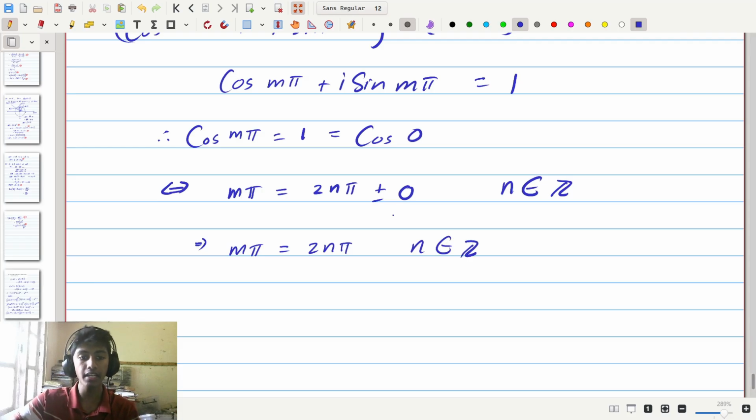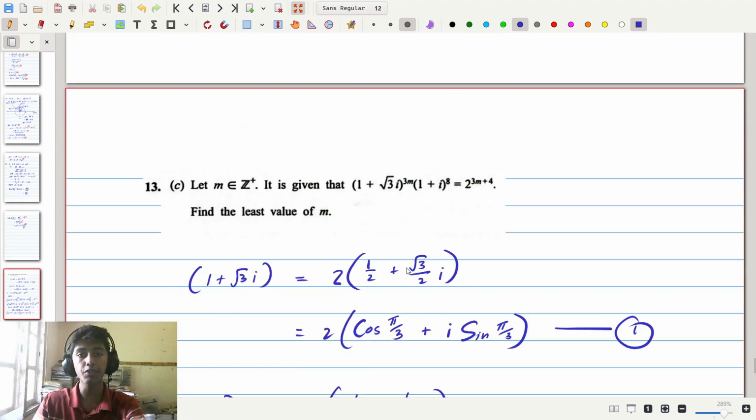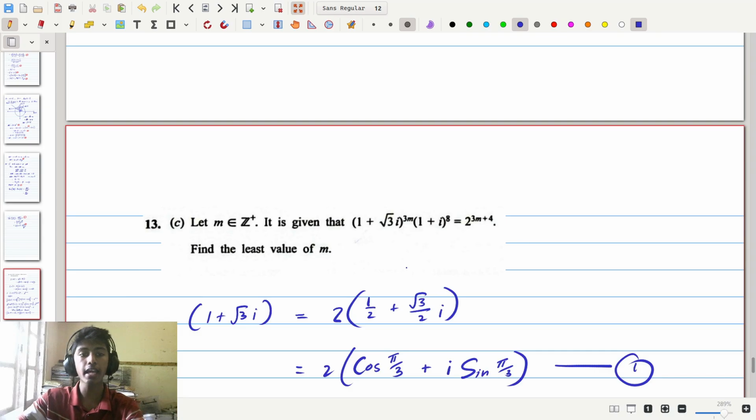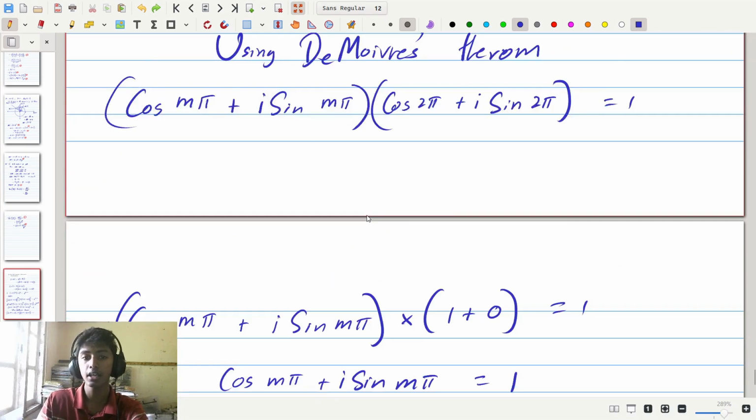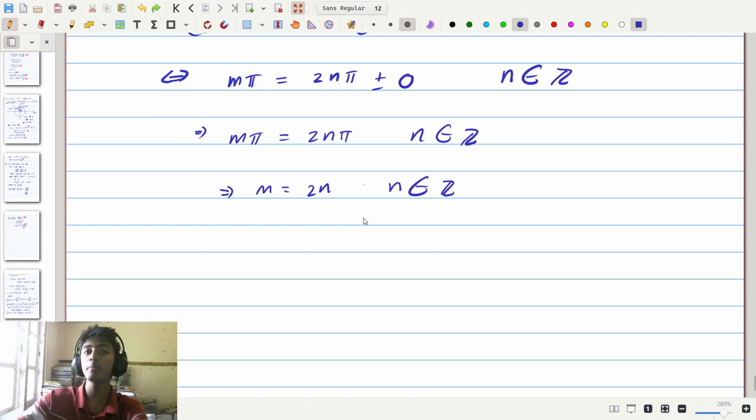Now note, if we cancel out the pi, we can see that m must be equal to 2n, where n is an element of the integers. Now, this is a point where a lot of students might get the wrong answer. If we go up here, we can see that m is an element of the positive integers. And furthermore, we are asked to find the least value of m. So the least value of m for m being a positive integer comes from n also being an element of the positive integers, because if n is just an element of the integers, n could be 0, in which case 2n is 0, in which case m could be 0.